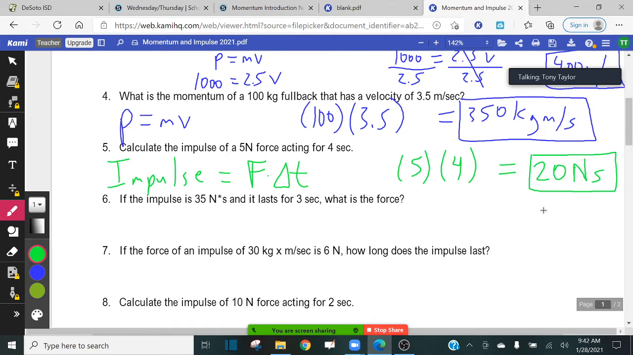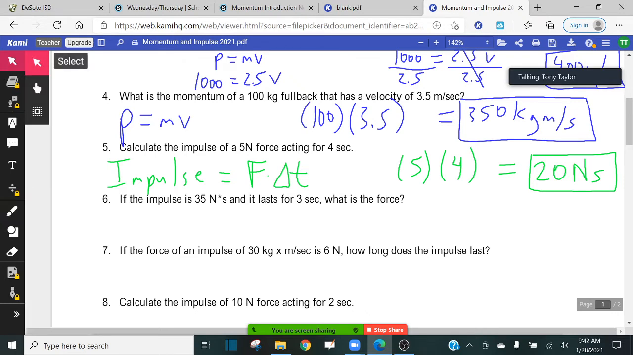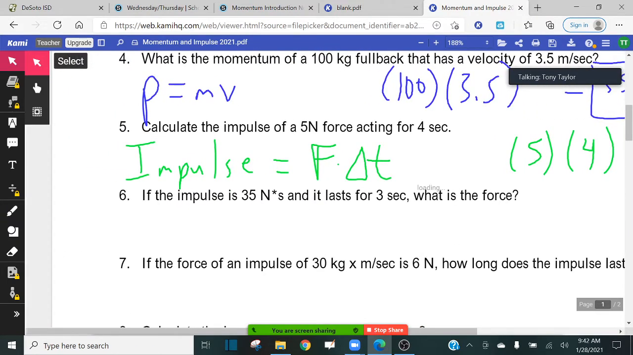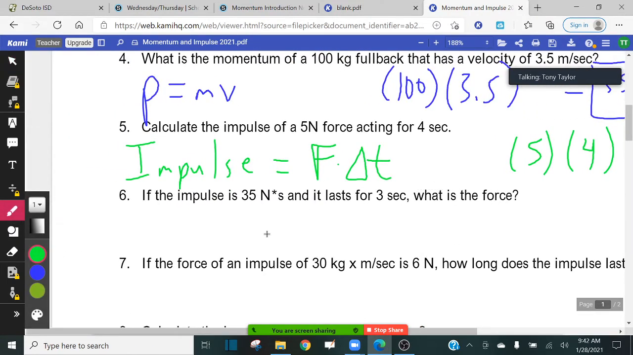Okay, look at number 6. Number 6 says if the impulse is 35 Newton seconds and it lasts for 3 seconds, what is the magnitude of the force? Okay, so guys, look at this equation up here. If impulse is 35 Newton seconds, they give us the impulse.